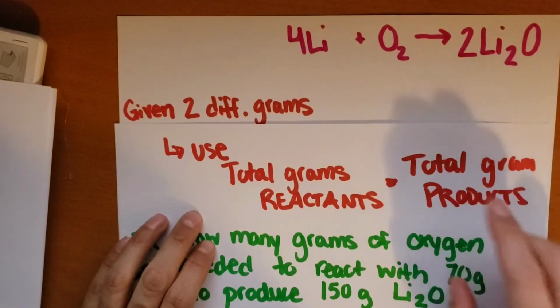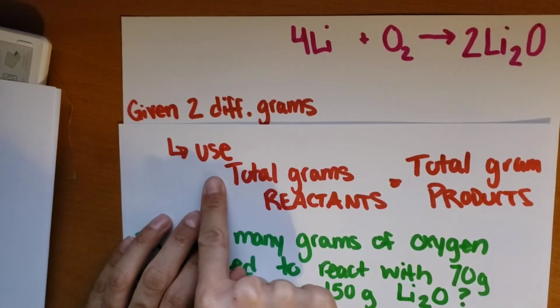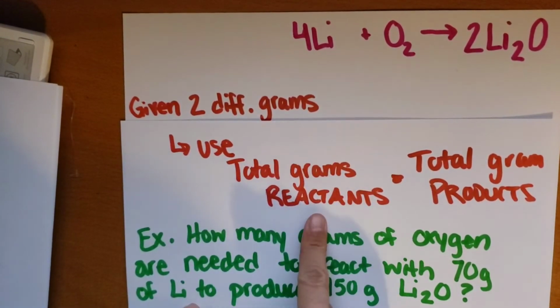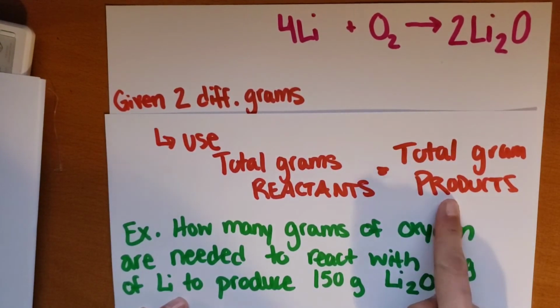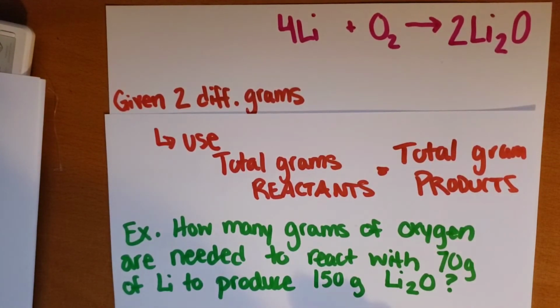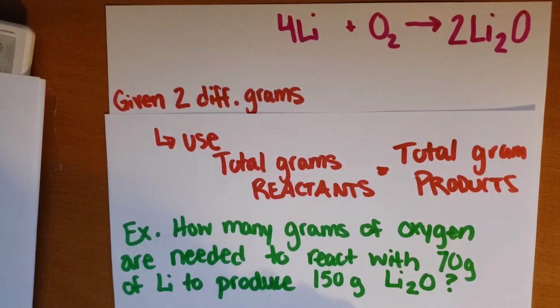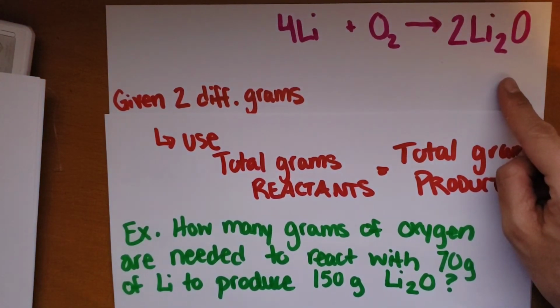If we are given 2 different amounts of grams, we are going to use the law of conservation of mass, which says the total grams of reactants must equal the total grams of products. In this sample question, we were asked to determine how many grams of oxygen are needed to react with 70 grams of lithium to produce 150 grams of lithium oxide.